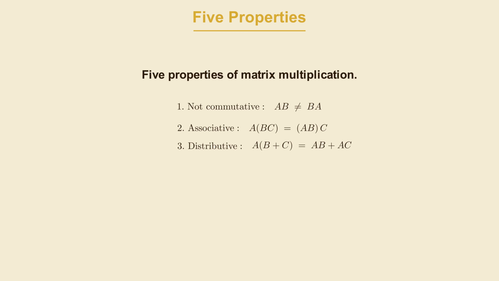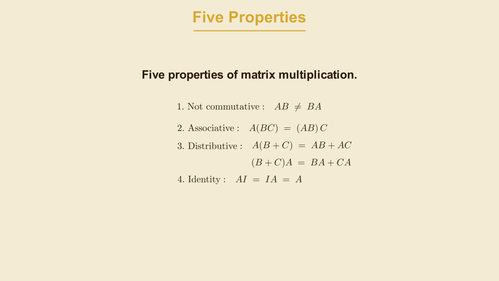Third, matrix multiplication distributes over matrix addition. A times the sum of B plus C equals AB plus AC. This is the same if the multiplication is on the right. The sum B plus C times A equals BA plus CA. Just remember that the order matters here too. You have to keep the A in this circumstance on the right side. You can't swap them around once you end up distributing.